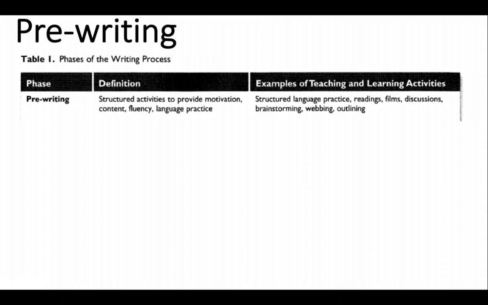It could be discussions, all right, on the ideas that they will need to use when they're writing. It could be brainstorming, webbing. Webbing here is a type of graphic organizer that they can use to put in their different ideas when they are writing. Or it could be outlining. So this is the first aspect that you need to cover in the pre-writing.